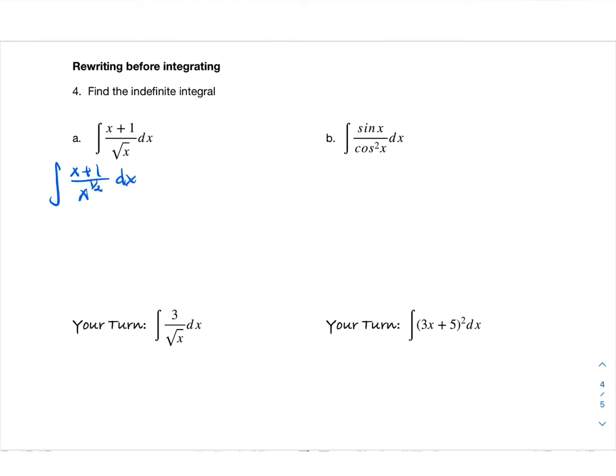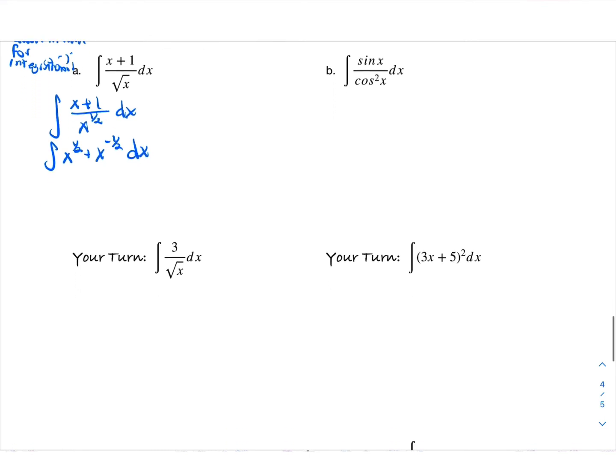So I'm going to start by rewriting my radical as a fraction power. Now I have a single denominator. Now, one thing that you need to know about integration, there is no quotient rule or product rule for integration. So I cannot integrate a fraction. So I have to break that up. So dividing up my fraction, I end up with x to the 1/2 plus x to the negative 1/2, which now I can integrate using my power rule for integration.